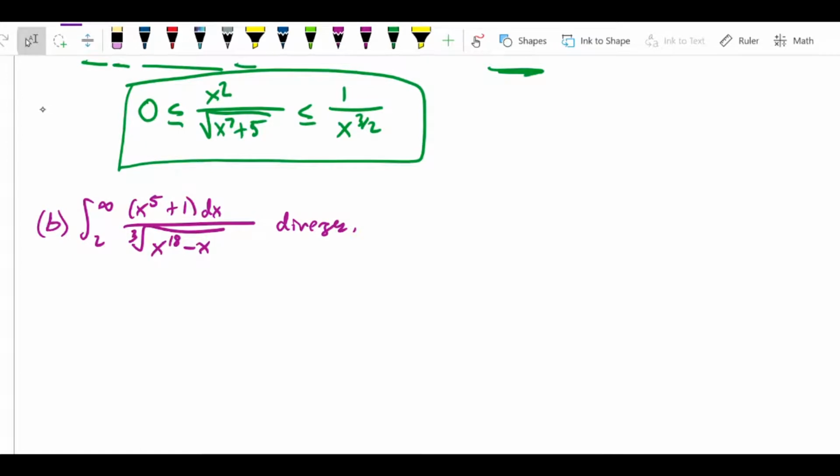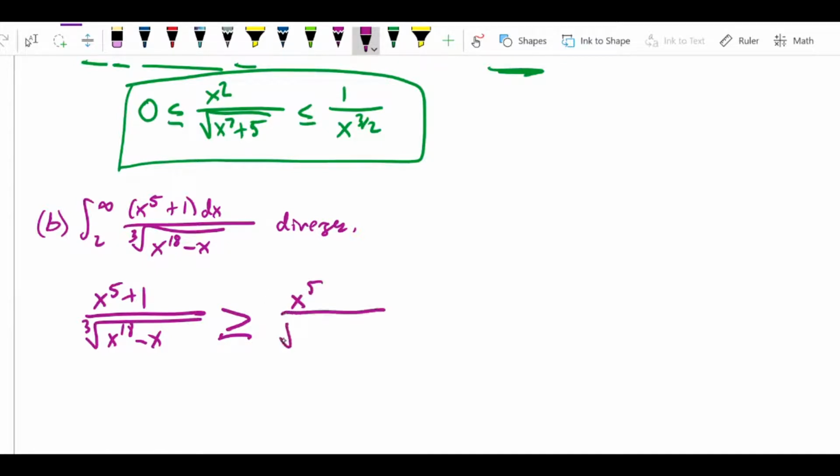So let's do this. Let's observe that x to the 5th plus 1 over the cube root of x to the 18th minus x is greater than or equal to, and the theorem allows for greater than or equal to, even though really it's greater than, x to the 5th over the cube root of x to the 18th minus x. Now, how do I know that? Well, because the only thing that changed was this. If I add 1 to the numerator in some fraction, it's going to be greater than the same fraction without 1 being added to the numerator, because that can only make it bigger. So it's certainly the case that this is greater than this.